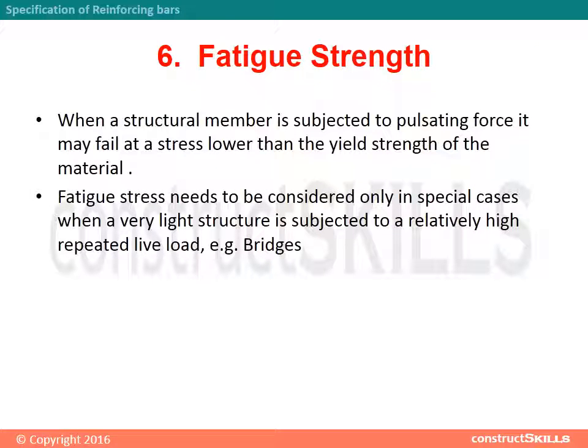Fatigue strength. When a structural member is subjected to pulsating force, it may fail at a stress lower than the yield strength of the material. This failure stress is termed fatigue stress. Fatigue stress needs to be considered only in special cases when a very light structure is subjected to a relatively high repeated live load. Example: bridge.